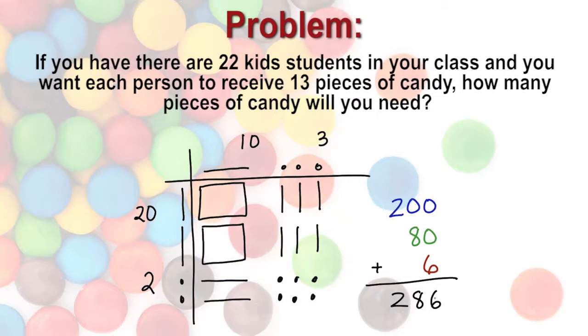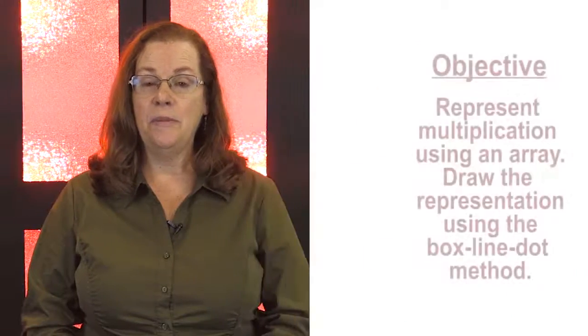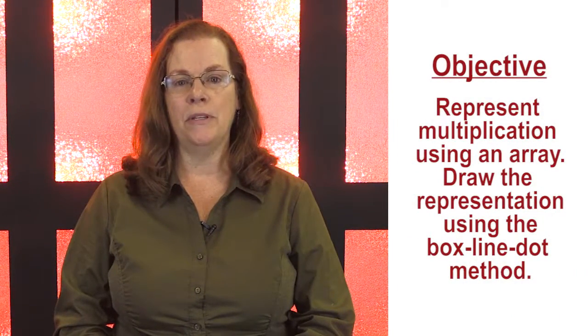Students learn to understand how the array relates to multiplication. This method gives a visual representation of the problem. To answer our problem, 22 students with 13 pieces of candy each equals 286 pieces of candy. The objective of this lesson was to represent multiplication using an array and to draw the representation using the box, line, dot method.